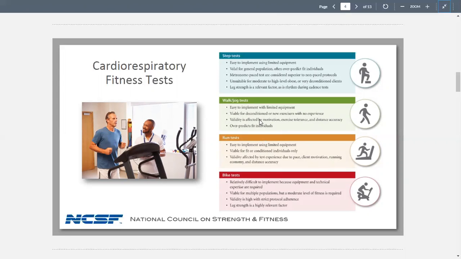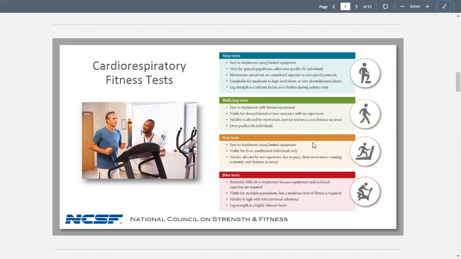Run tests, they're easy to implement using limited equipment, viable for fit or conditioned individuals only. So run tests should be performed for fit individuals who can sustain long periods of time with a high heart rate. Validity affected by test experience due to pace, client motivation, running economy, and distance accuracy.